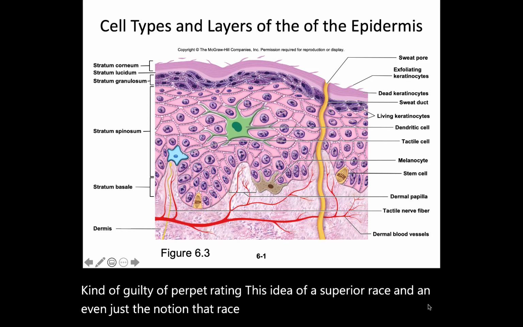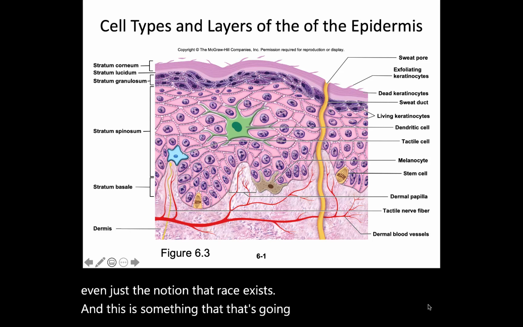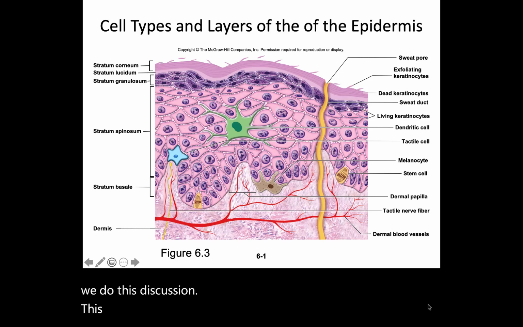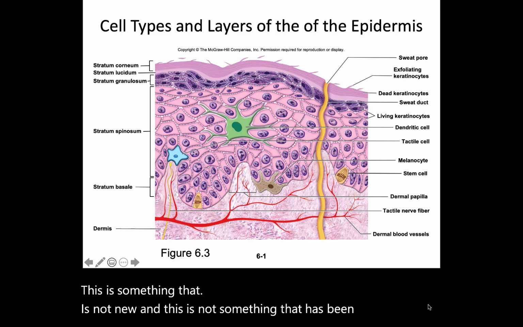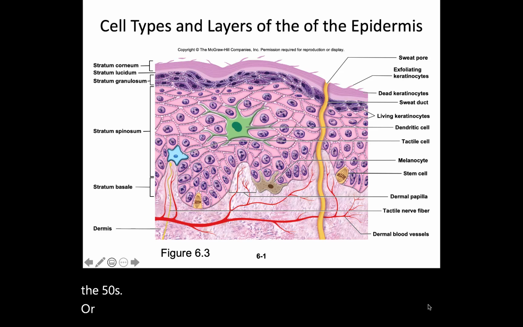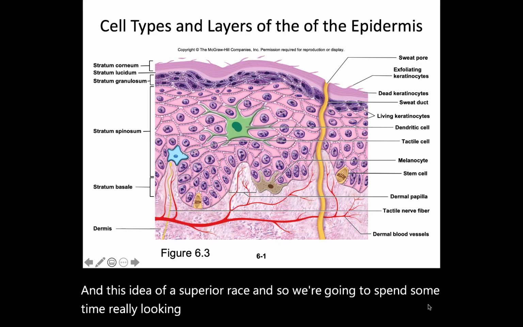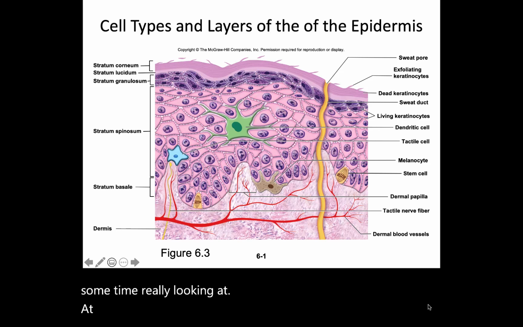As we go through this discussion, this is something that is not new. This is not something that has been around since the 50s or the 20s or the 1910s. This actually goes back to the 1700s, and this idea of a superior race. So we're going to spend some time looking at this and at the biological implications of this. What does biology really have to say about that?